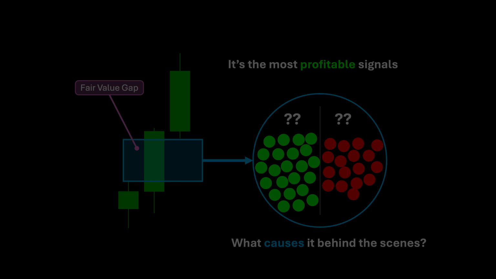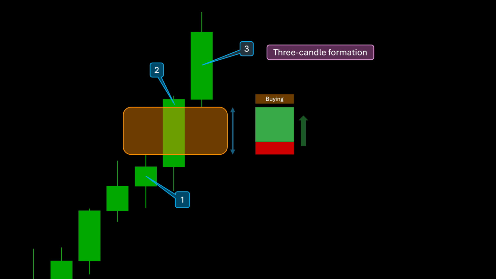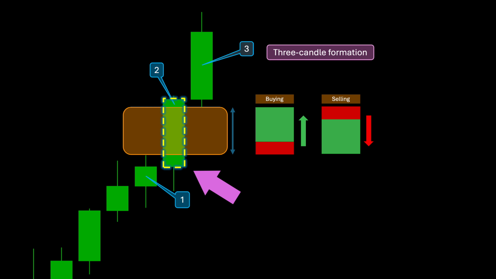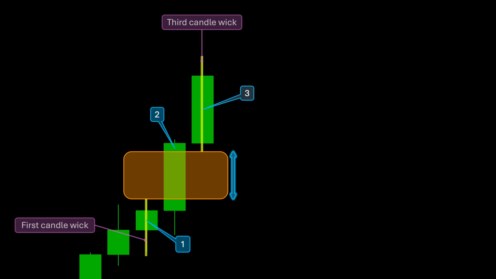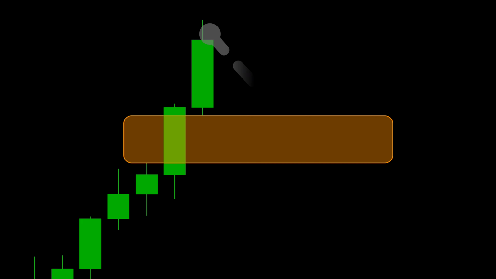Let's get started. For those who don't understand what a fair value gap is, well, a fair value gap is a price range on a chart, which happens on the 3-candle formation pattern, where buying or selling activity is unbalanced on the middle candle. Then the middle candle creates a space or a gap between the wicks of the first and the third candles. So then the expectation is that the price will come back to fill the gap in the future.